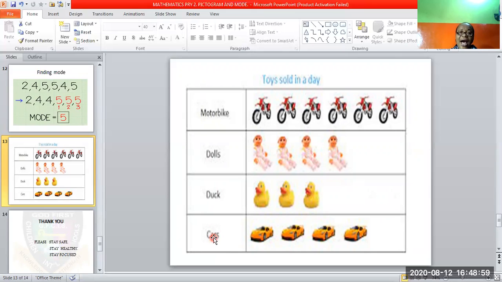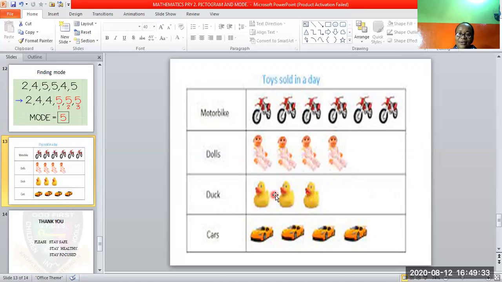Today, how many motorbikes did we sell? We sold 1, 2, 3, 4, 5, 6 motorbikes. We sold 6 motorbikes today in our superstore. All right. Then how many dolls did we sell? We sold 1, 2, 3, 4. We sold just 4 dolls in the store today.